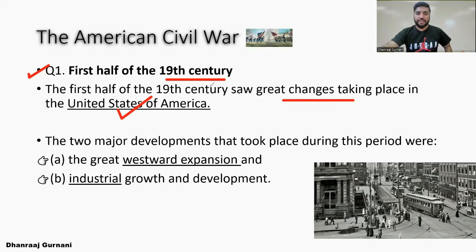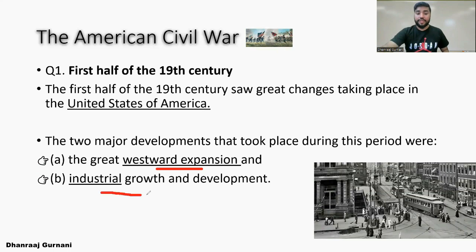The two major developments which took place during this period were, number one, the great westward expansion, and number two, industrial growth and development. So what do the two developments mean? Number one, the great westward expansion. This means that the USA was growing now as a continent. It was discovered by Columbus in the 15th century, and now in the 19th century, it was starting to flourish, it was starting to grow.